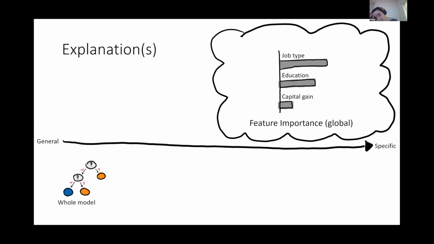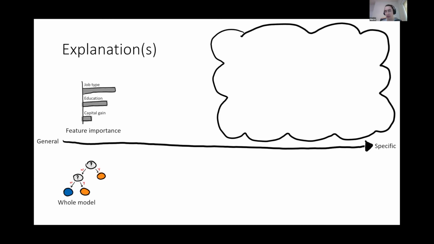Another kind of explanation is what's called feature importance, and this is global feature importance. So this is saying these features are important for the model when making decisions. Now, it's not telling you how they're important. It's not telling you how they're being used. It's not telling you what kind of job types are important, whether education is positive or negative, whether there's interactions between education and capital gain. It's just telling you these are the important features. So this is also very general, but allows you to answer different questions.